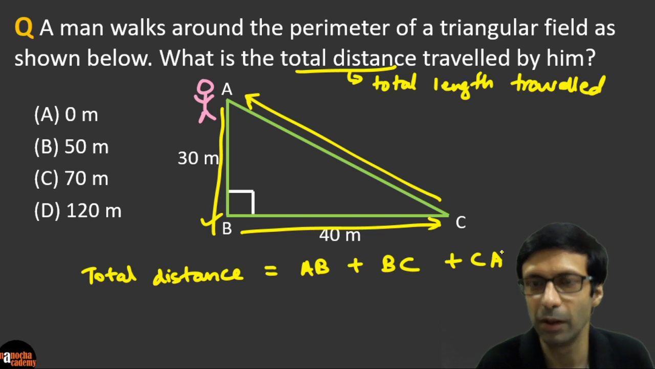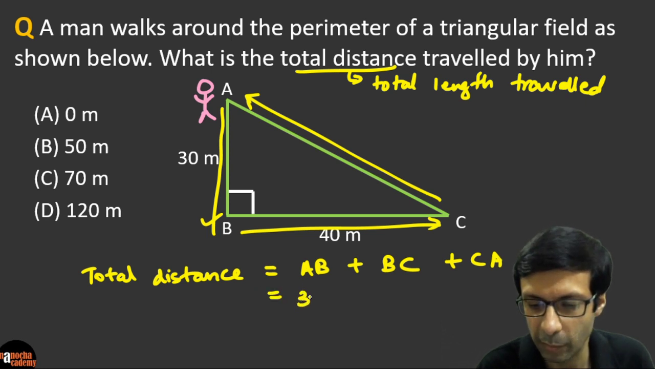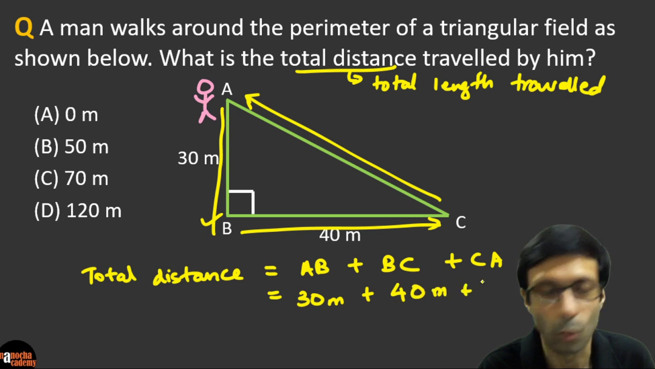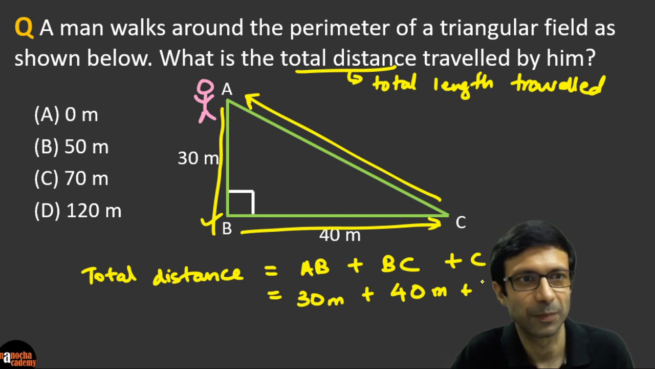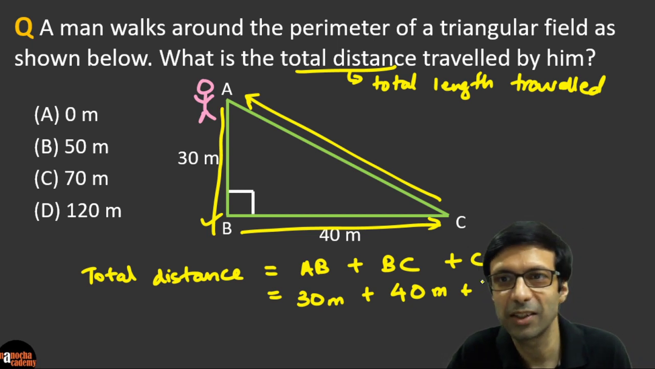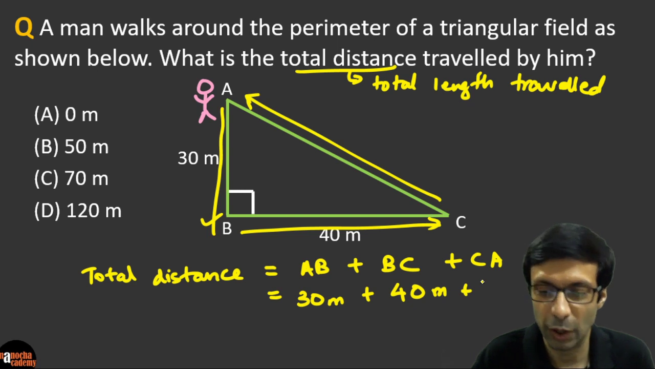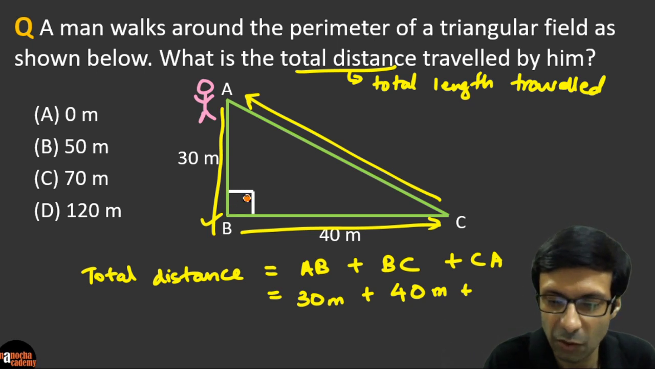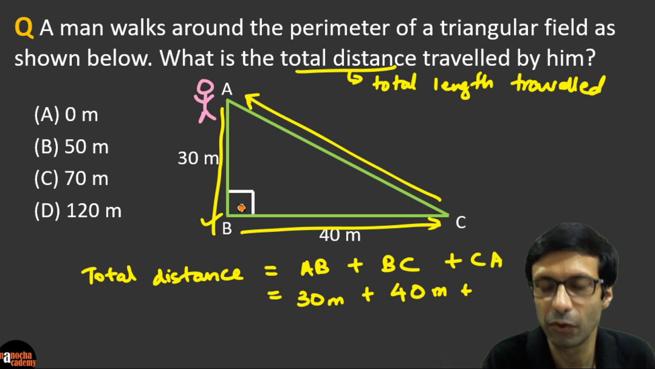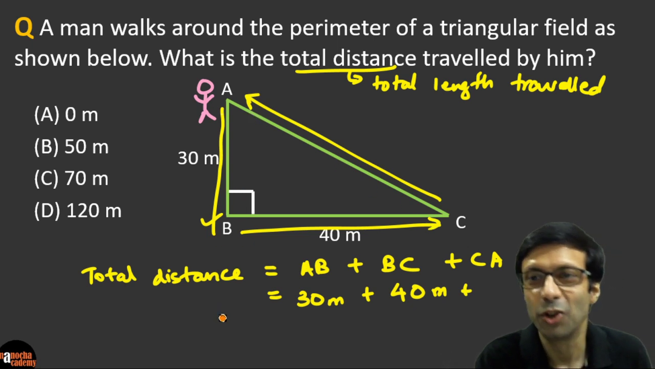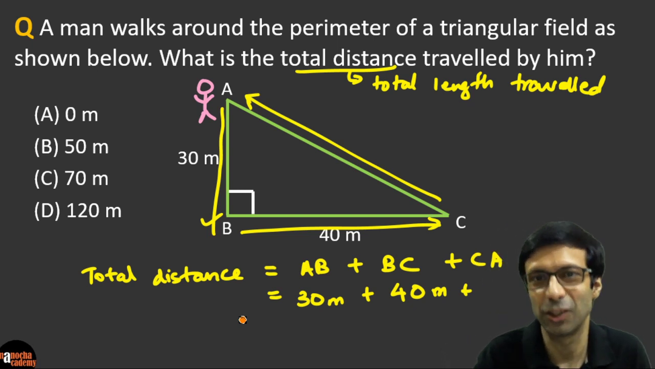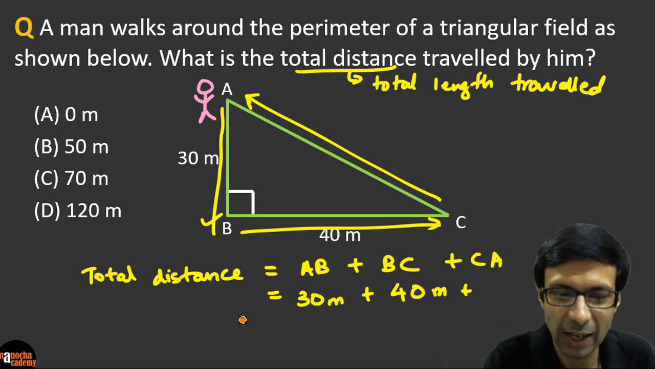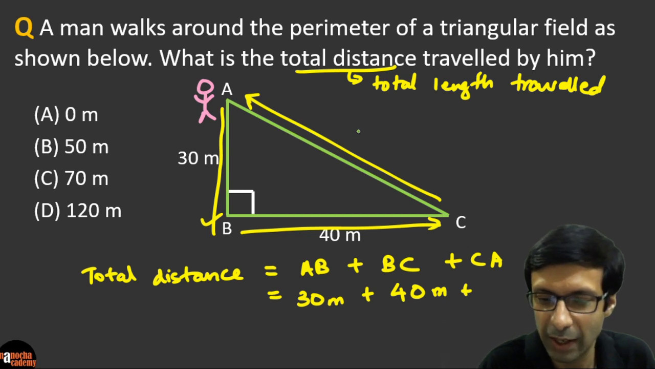Clear? So that's simple. Now AB we know it's 30 meters, BC is 40 meters. And now the interesting thing is, what is CA? CA is not given in this question, but how do we calculate that? Good, I see a lot of right answers out here now, because can you see, we've been given that this is a right angle triangle. It's not any simple triangle. It's a right angle triangle. So what can we apply here? That's right, Pythagoras theorem.